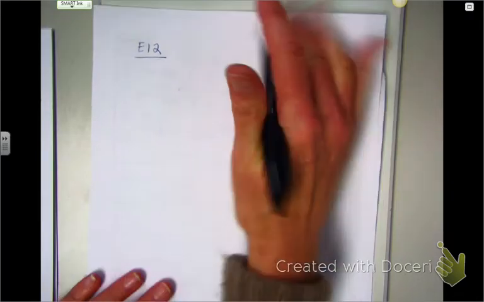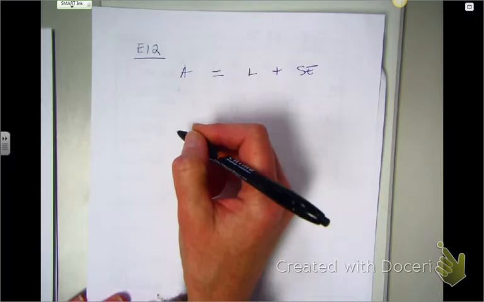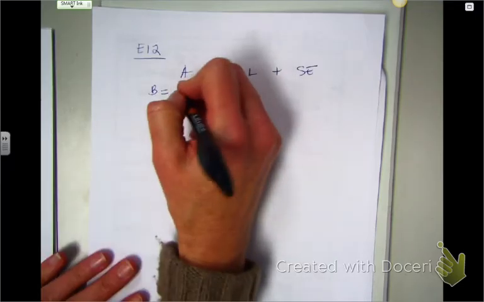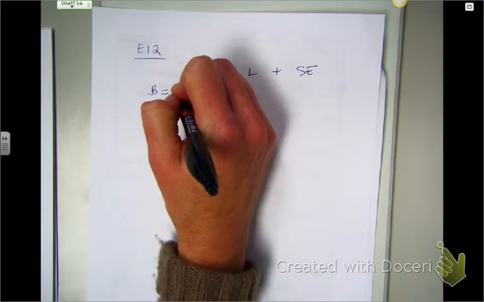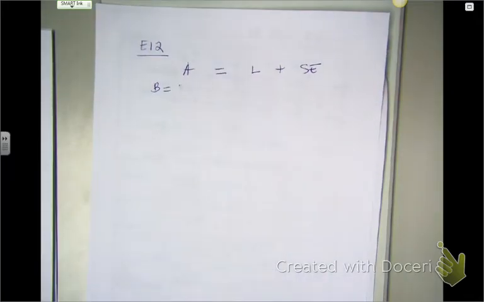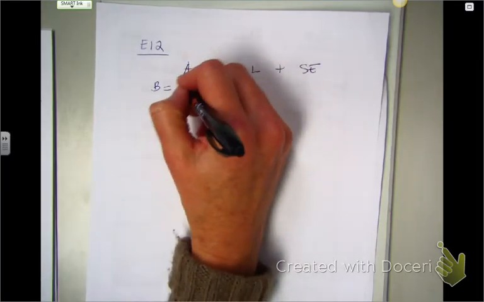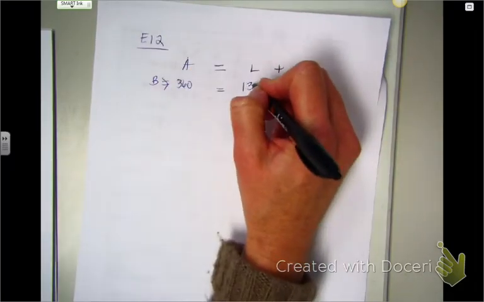So if we start with our accounting equation, assets equal liability plus stockholders' equity. If our beginning assets were what? What are my beginning assets? This is E12. I can't find it. E12, page 35. What are the assets worth? 360. Thank you. 360. How about my liabilities? 137,500.